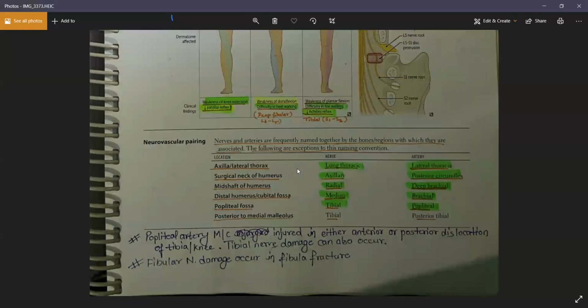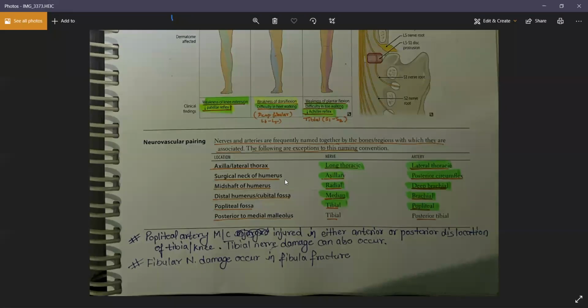Now you need to know about the neurovascular pairing, in which certain nerves are always accompanied by arteries. The arteries and nerves are in very close association, so whenever a nerve damage happens, the artery will also be damaged along with it. In the axillary lesion, you have the long thoracic nerve of Bell, and it is always associated with the lateral thoracic artery. So whenever I have damage of the long thoracic nerve, I will also have damage of the lateral thoracic artery.